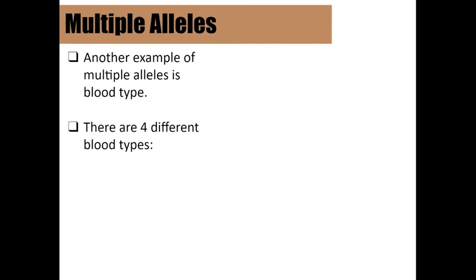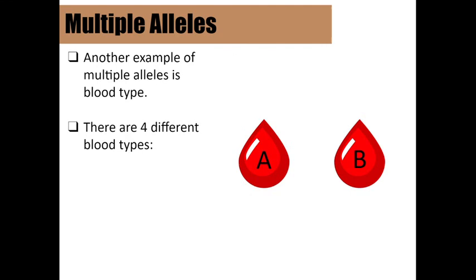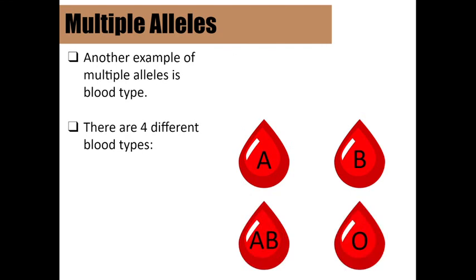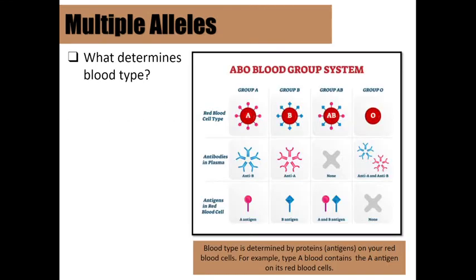Now, another example of multiple alleles is blood type. And there are 4 different blood types. You have A, B, AB, and O. Now, what determines your blood type? Blood type is determined by proteins or antigens on your red blood cell. So, for example, type A blood contains the A antigens on its red blood cells.